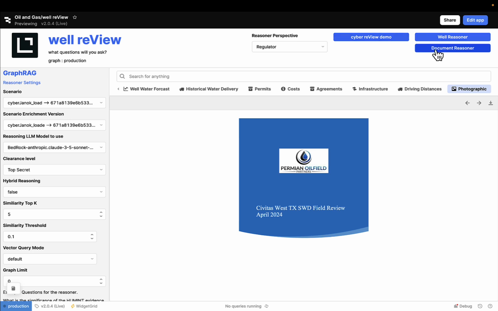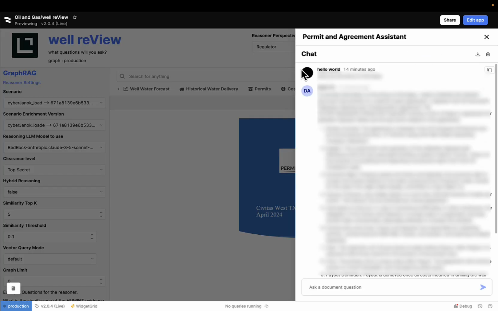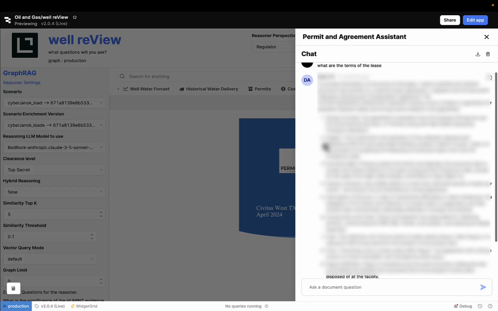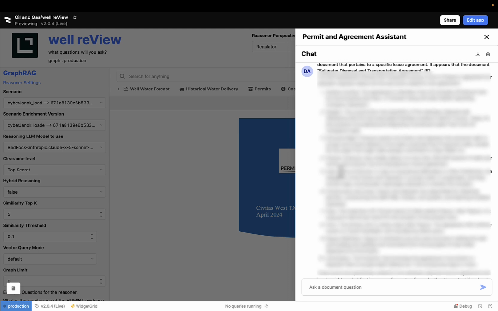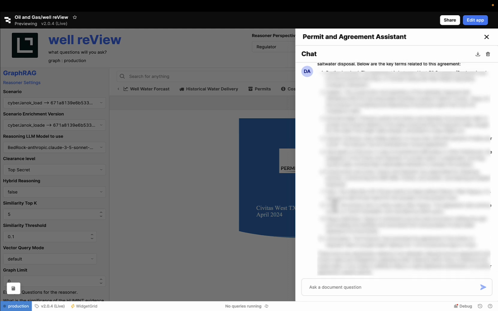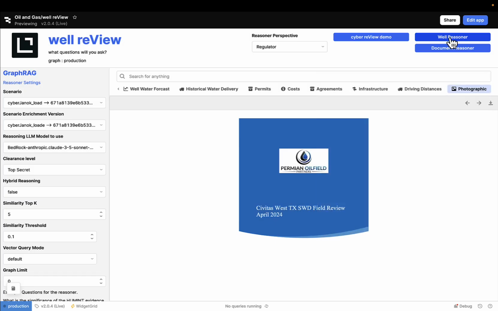I'll go back here. There's a document reasoner. Earlier I asked the question, what are the terms of the lease? And it shows there's a couple of leases loaded in here. So it really just goes in and extracts information from these documents in terms of the fees, the production, all that kind of stuff. Okay, let's switch gears.